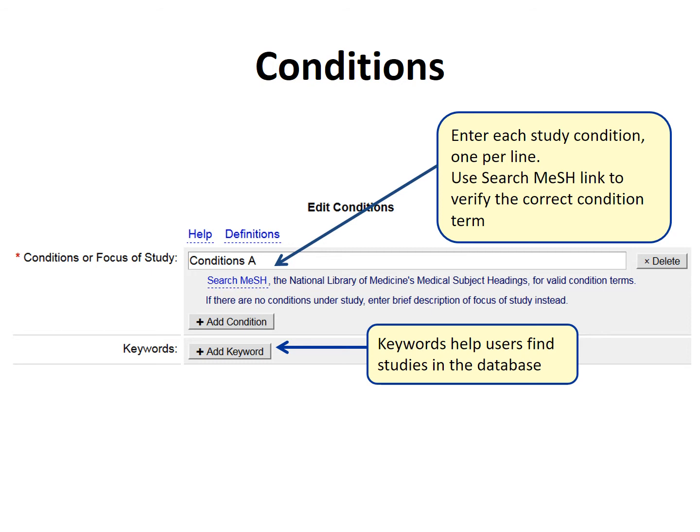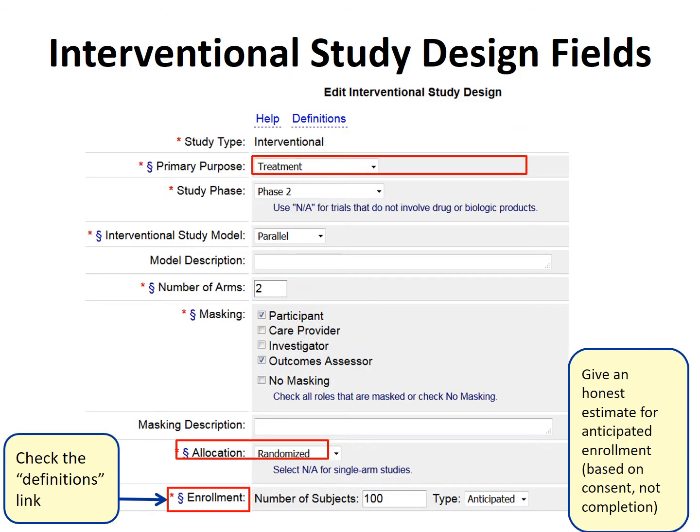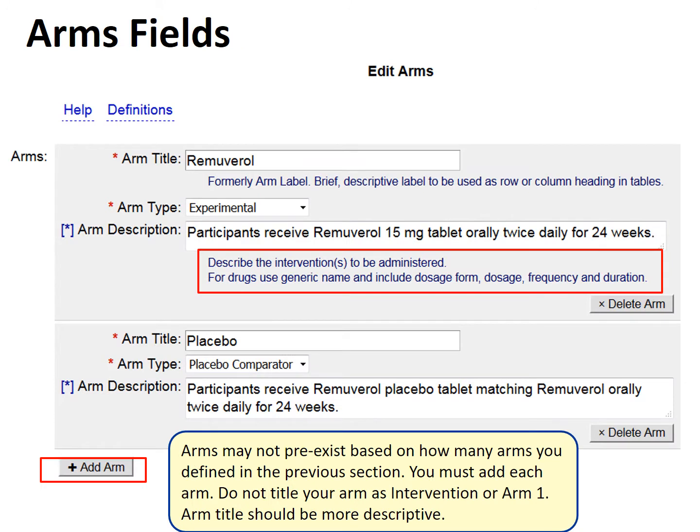Enter each condition being studied. Use the Search Mesh link to verify condition terms using the National Library of Medicine's medical subject headings. Remember that you can look up any defined terms in the Interventional Study Design section using the Definitions link. You must add each arm and arm type of your study using a descriptive title.